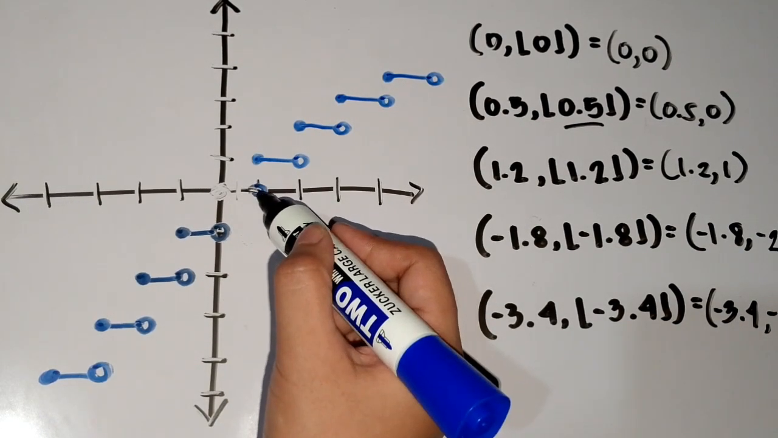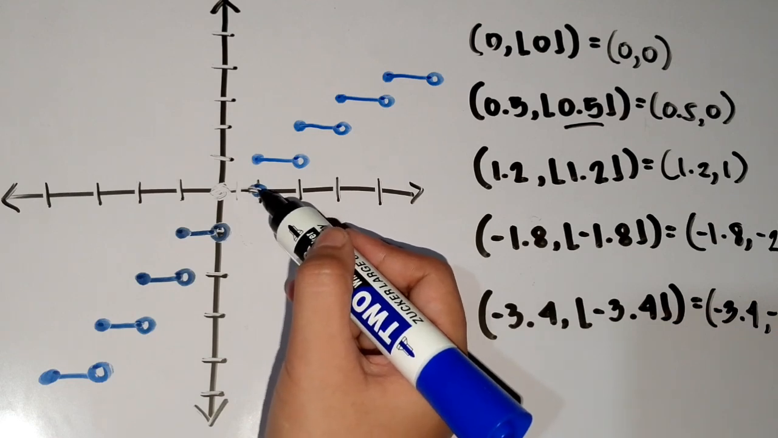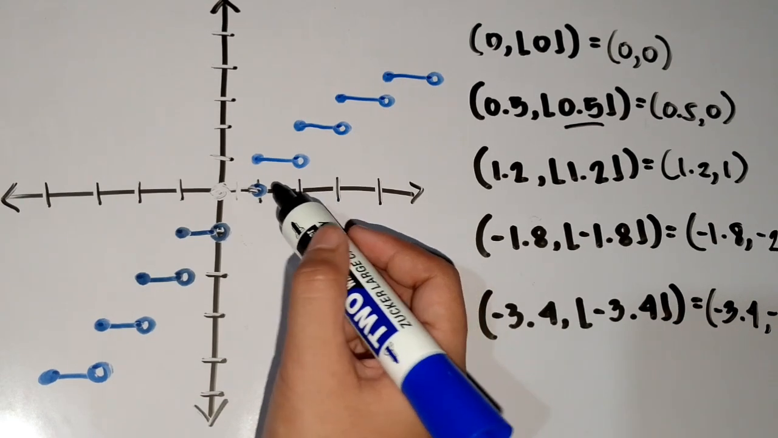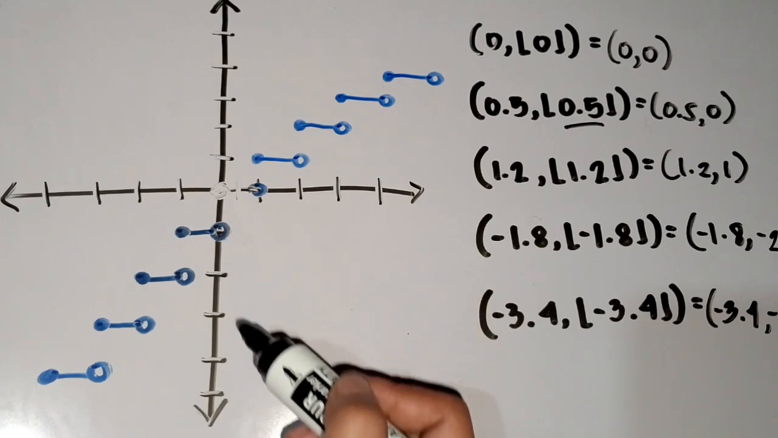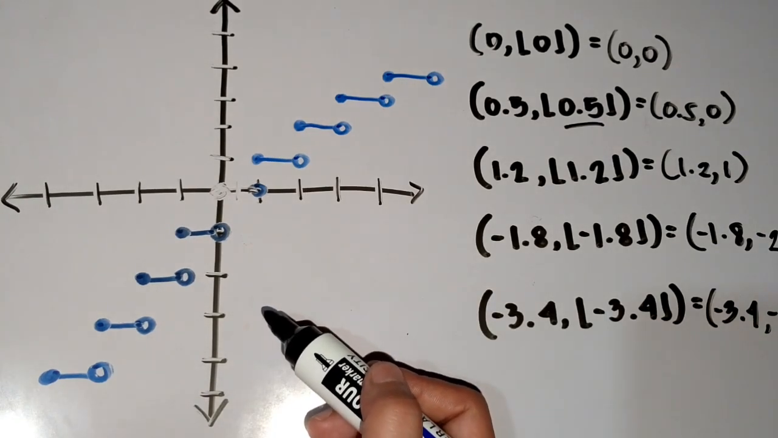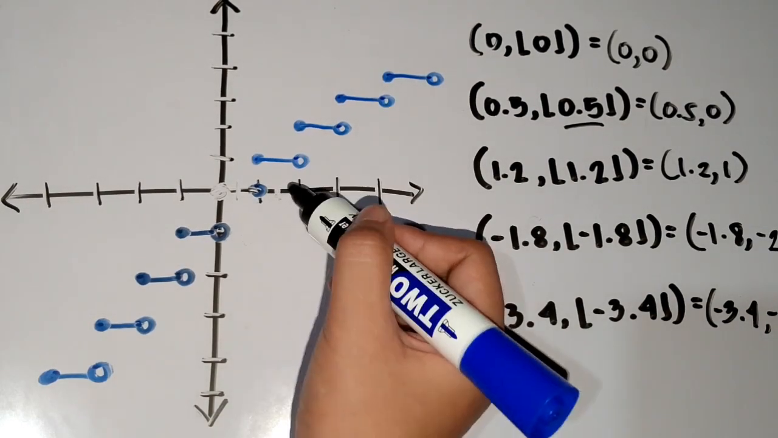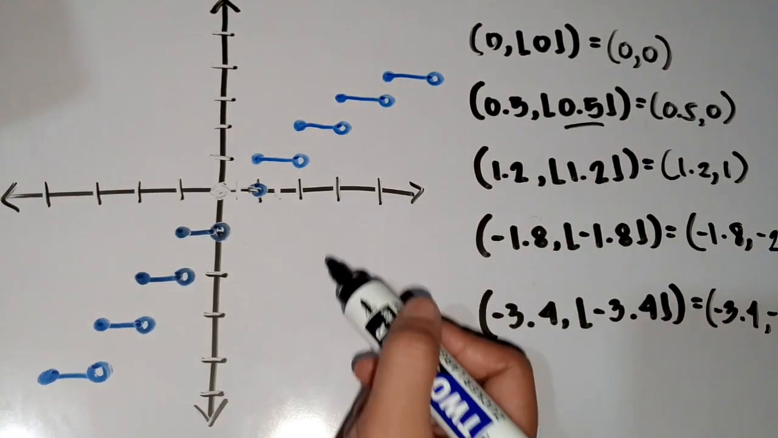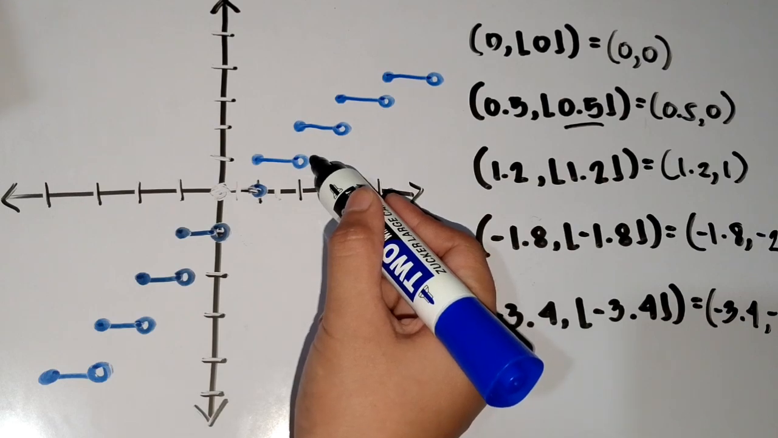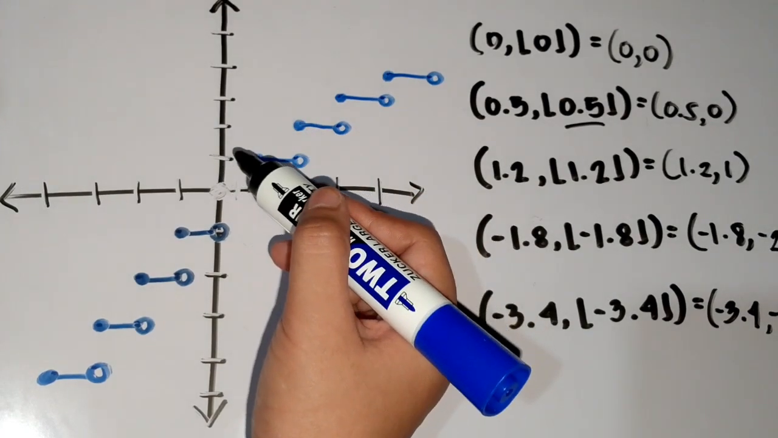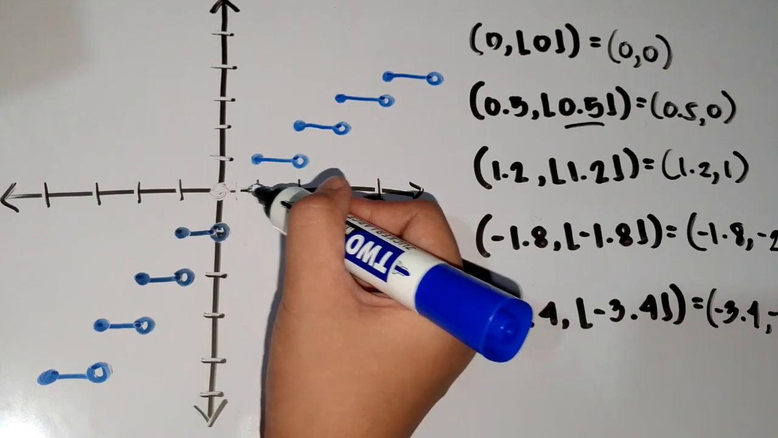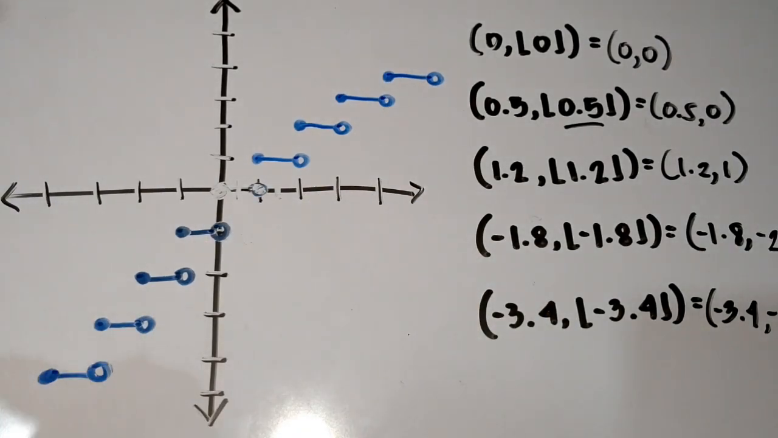Why not here? Because it is an open hole. So it goes back to the left, which is still 0. Next, 1.2 and 1. 1.2 can be found here. But we cannot plot it together with an open hole. So 1.2 and 1 is our x and y pair. And so on, negative 1.8 and negative 2, as well as negative 3.4 and negative 4.